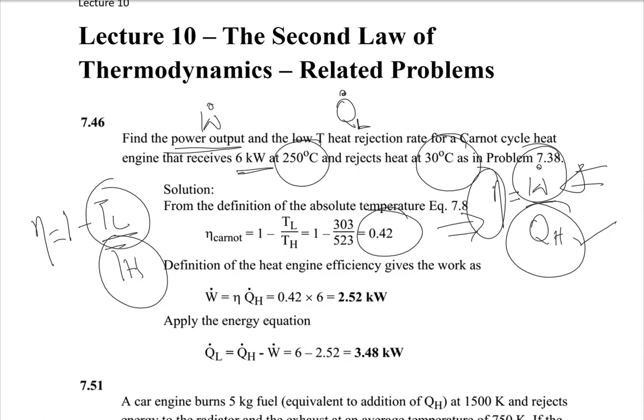Putting the efficiency in this problem, work done would be equal to efficiency multiplied by the heat supplied, or the heat received by the engine, which is 6 kilowatt. That is, the work done would be equal to 2.52 kilowatt.